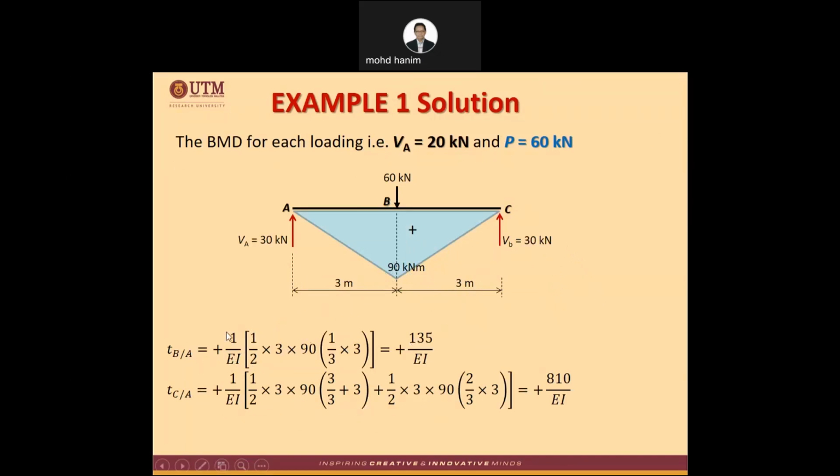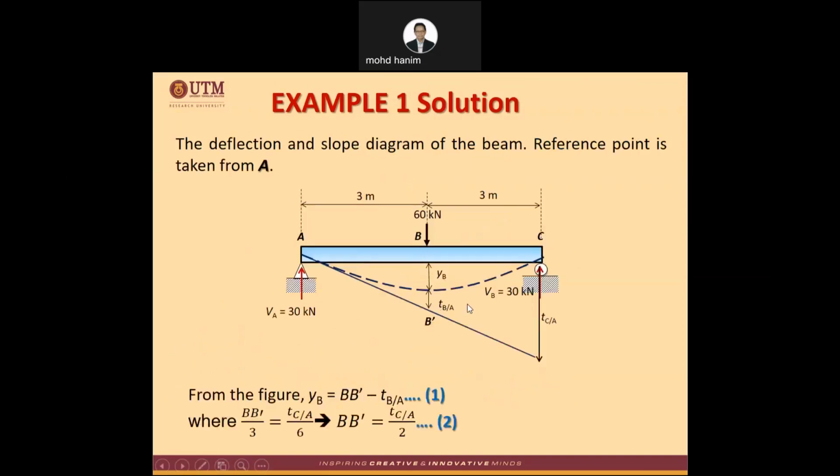Now this is the formula that we have to understand in this method of moment area. So how do we understand this formula? It is based on theorem 1 and theorem 2. What is TBA here? What is TCA?